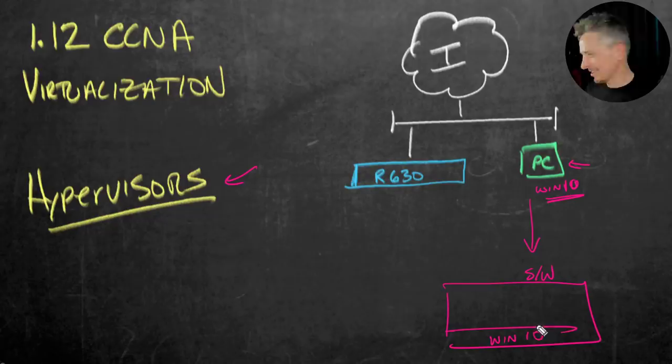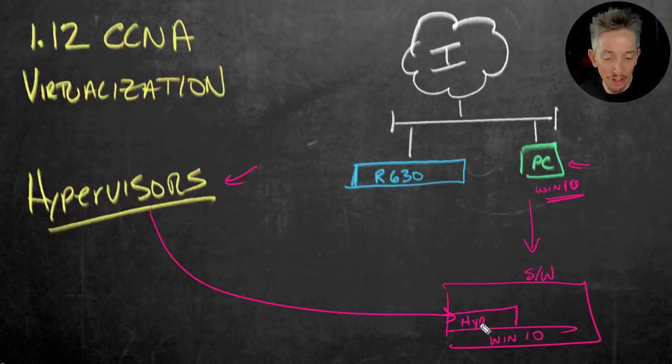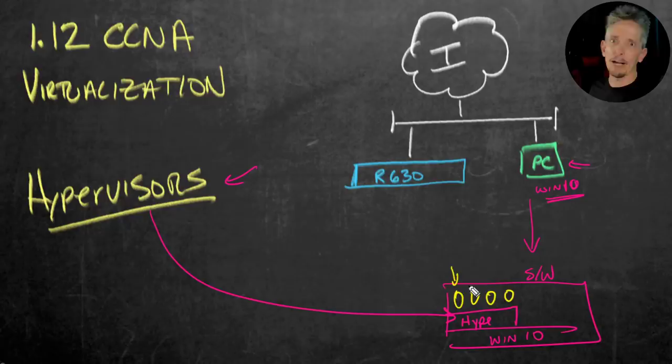I'll draw that right here. What's all the hype? It's a hypervisor. That's what all the hype is. And then on the hypervisor, I could go ahead and run virtual machines. And you might say, Keith, what virtual machines might you be running? Well, I could run other Windows 10 machines, or I could run other virtual machines like Cisco Modeling Labs or EVNG or something else. And those are all running in that virtualized environment.